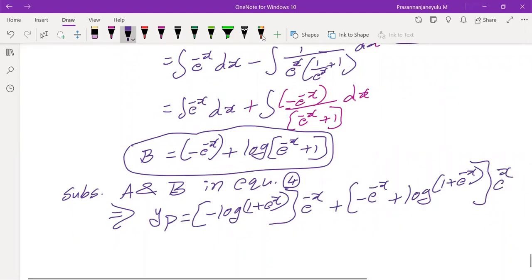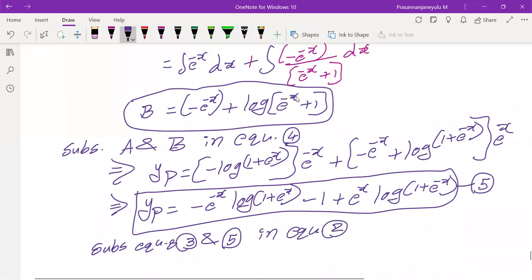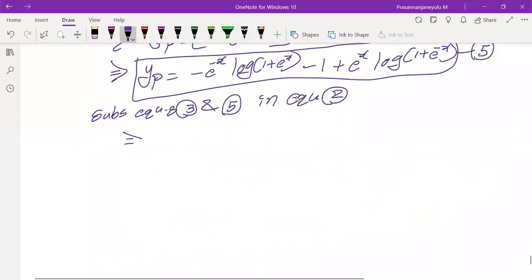Okay, so if we do the simplification, what is going to become? If we do the simplification of yp, we are going to get like this. After we get yp, what we have to do is substitute yc, which is equation number 3, and equation number 5 in equation number 2. Then only we'll get the general solution of the given differential equation. That implies y equals yc plus yp.